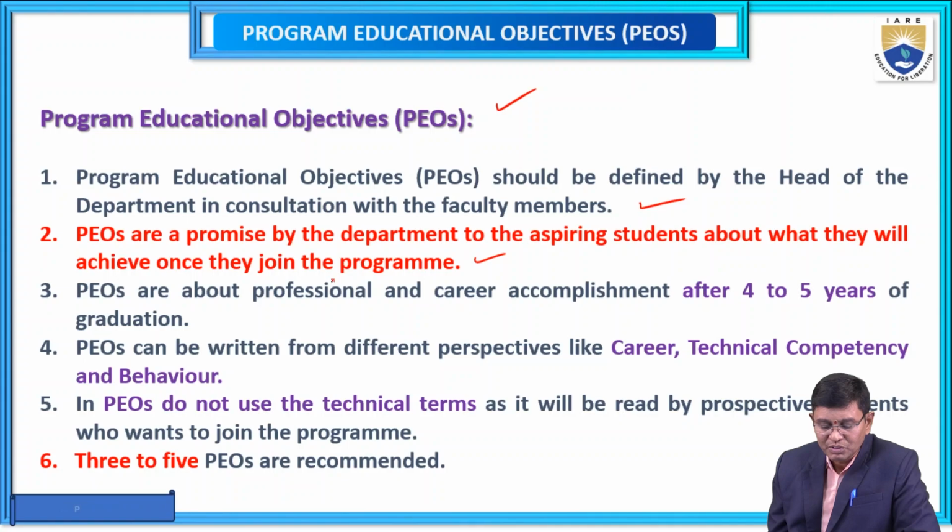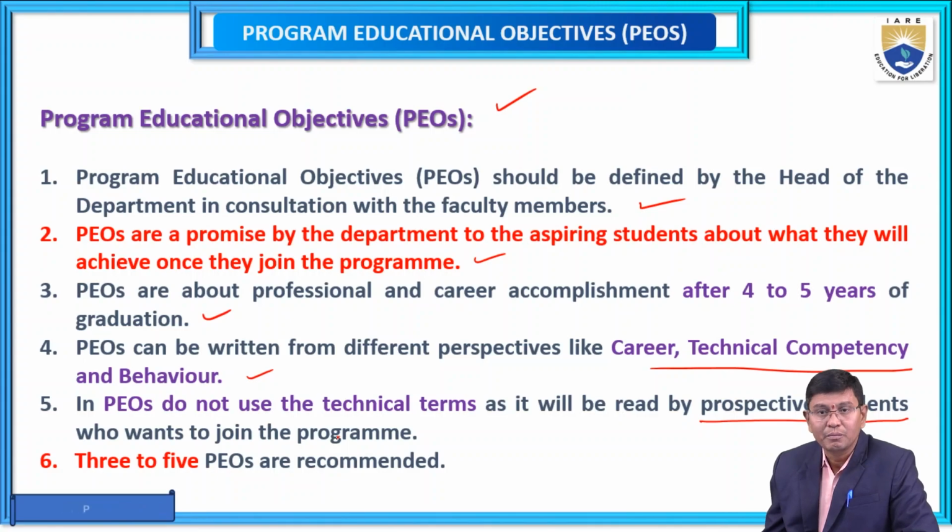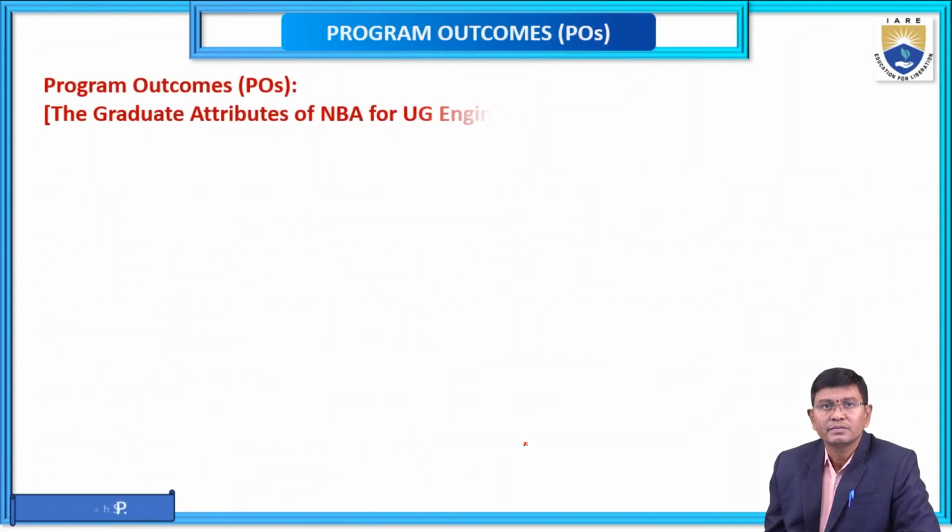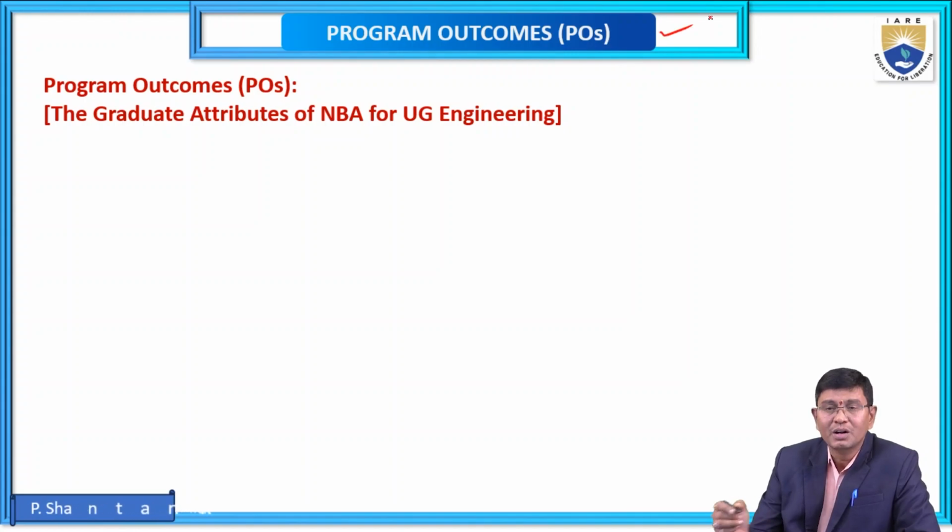And PEOs are about the professional and career accomplishments after 4 to 5 years of graduation. PEOs can be written from different perspectives like career, technology, competency, and also behavior. In PEOs, do not use technical terms, as they will be read by prospective students who want to join the program. And finally, 3 to 5 PEOs are recommended, which is mandatory to prepare.